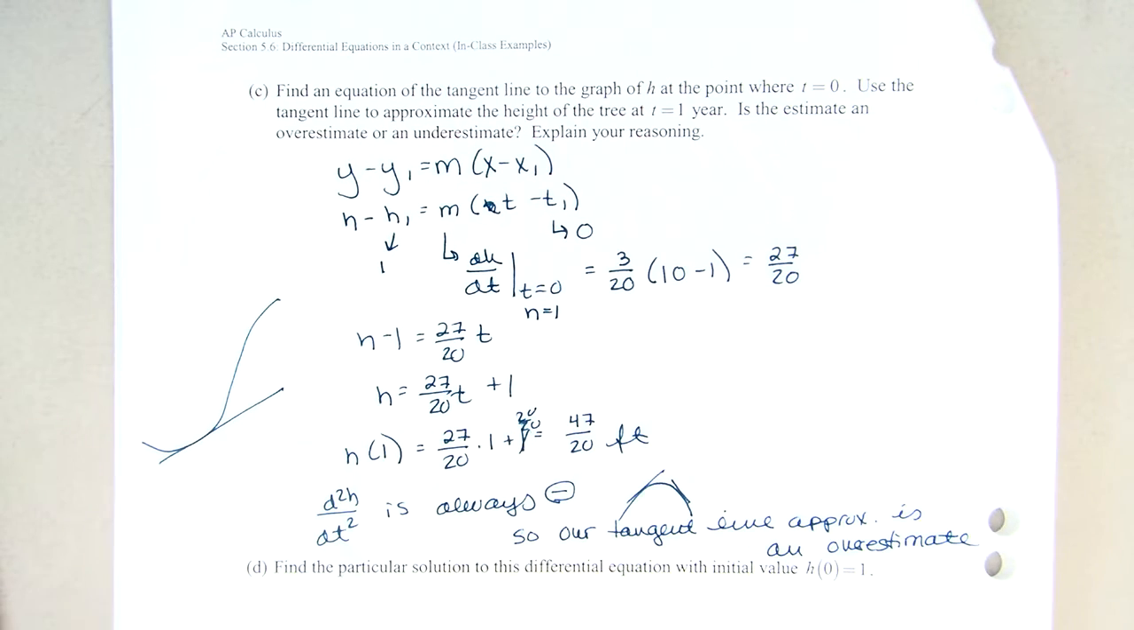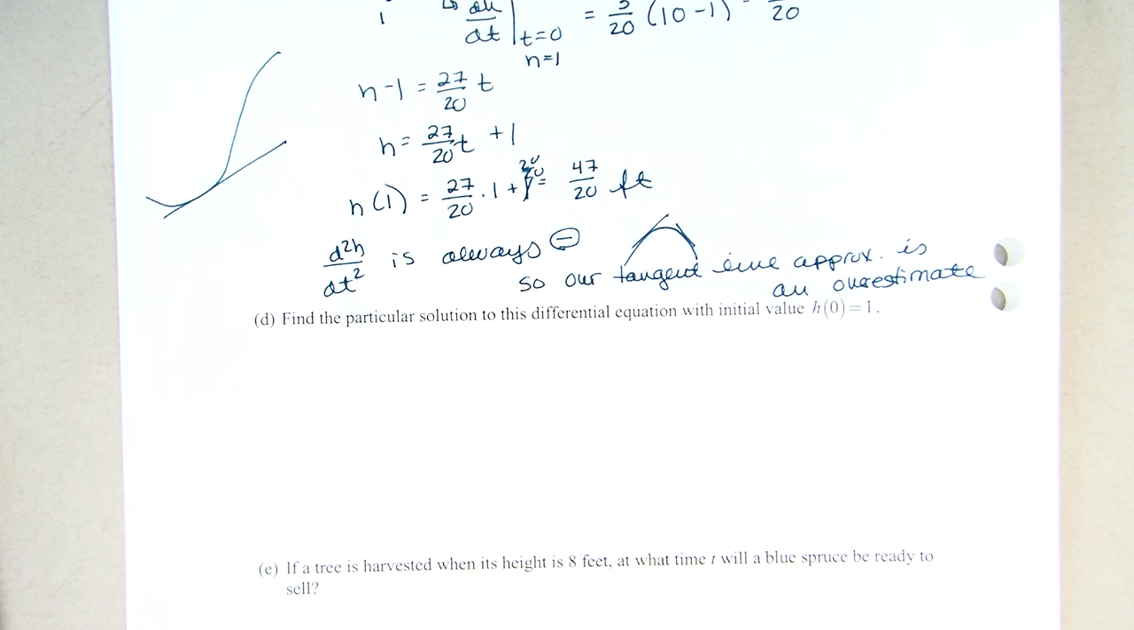Part C, we did our tangent line approximation. I didn't really like x's and y's, so I changed it to the variables that were used in the problem. We talked through the overestimate because of our concavity, going back to our linearization stuff. Part D. We are asked to find the particular solution to the differential equation when h of 0 equals 1, which means by the time we're done, we're going to have a function that actually gives us the height of the tree. Not part C. Part C was an approximation. Part D will actually be the function that gives us the height at any particular time.